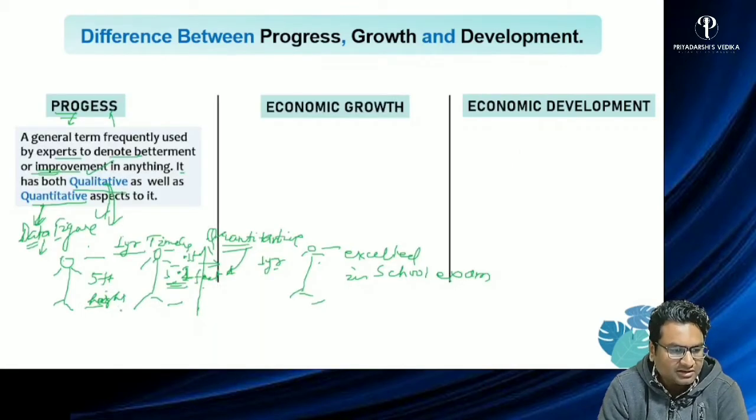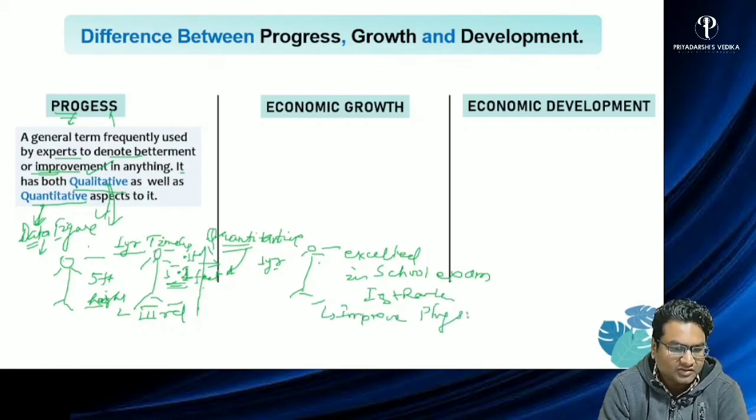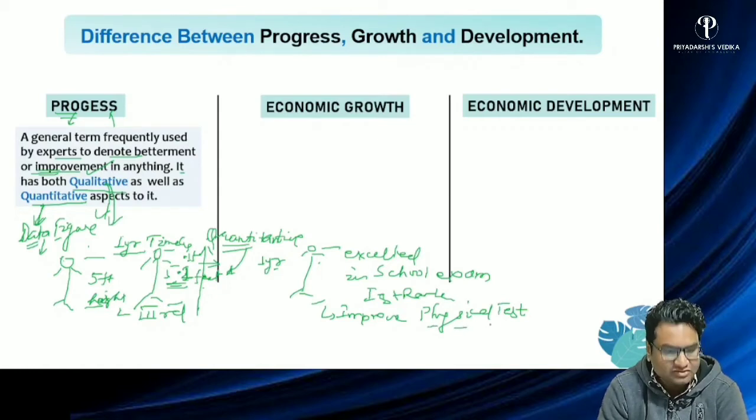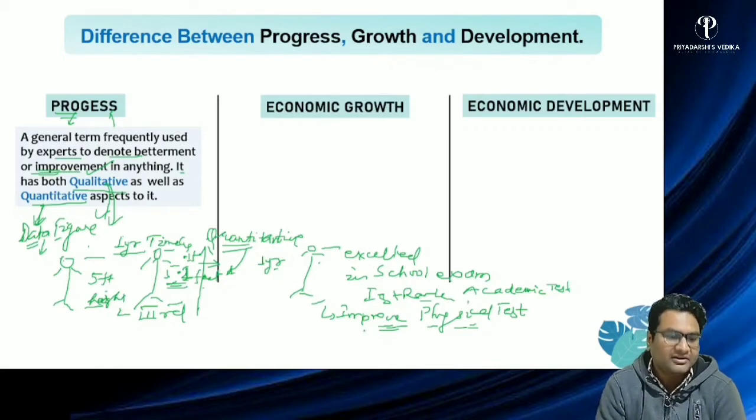In the earlier year he scored third rank, and now he is placed in first rank. He has also improved in his physical test, and he has fetched good marks in the physical test as well as the academic test. Here you can see that this boy has made progress which is qualitative; you cannot judge that physical improvement in data and figures.